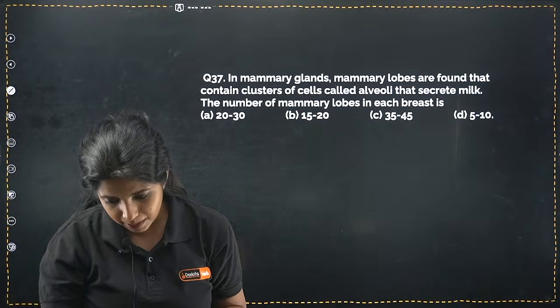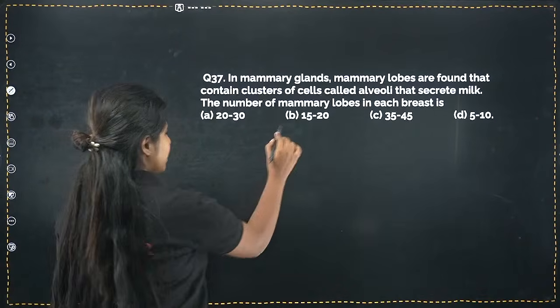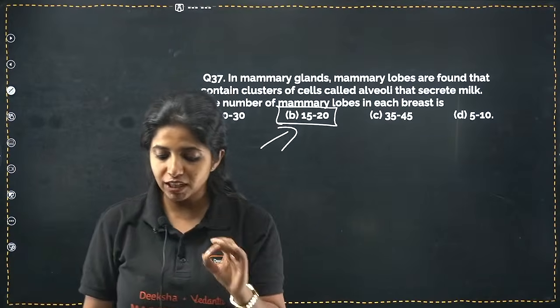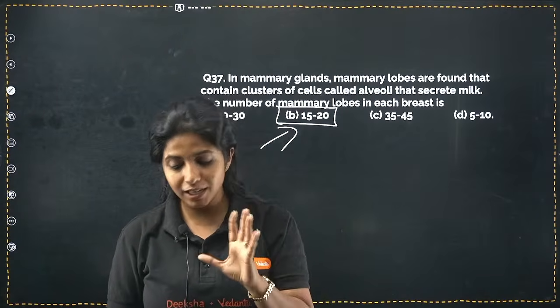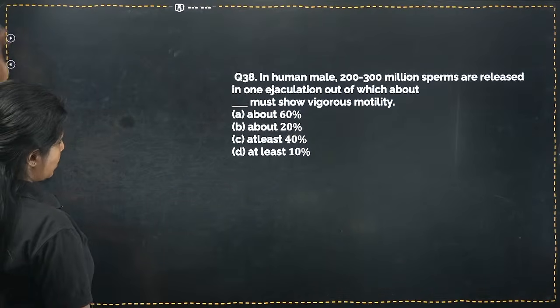Everyone says it is B. Yes, I just saw one person giving me the wrong answer. Rest everyone said it is B, and that is 15 to 20 lobes. Yes, 15 to 20 mammary lobes are there. Please remember that. Done. It's a very easy question, which is why I'll move on to the next question.